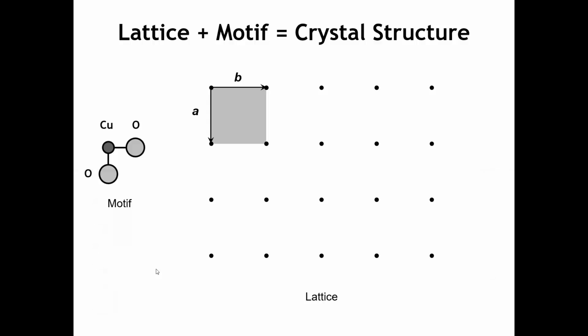Okay, so that's lattices in 2 dimensions. But a lattice by itself is not a crystal structure. To obtain a crystal structure, we need to put some atoms into the lattice. So we can think of the lattice points as the framework, or maybe the scaffolding from which we're going to build our crystal. But to build a crystal, we have to associate 1 or more atoms with each lattice point.